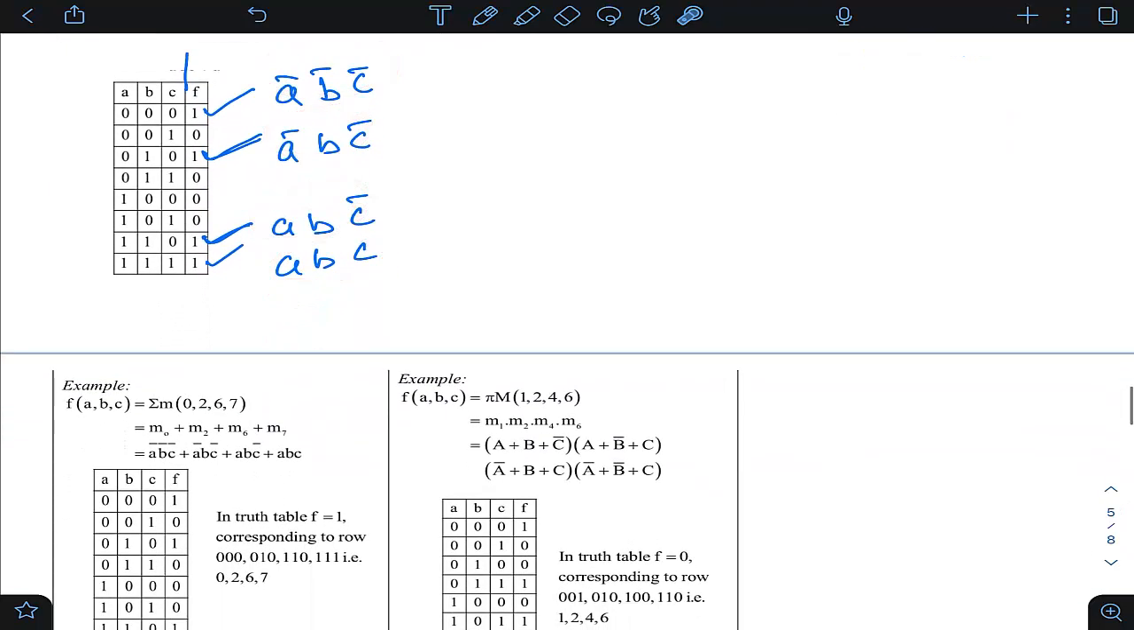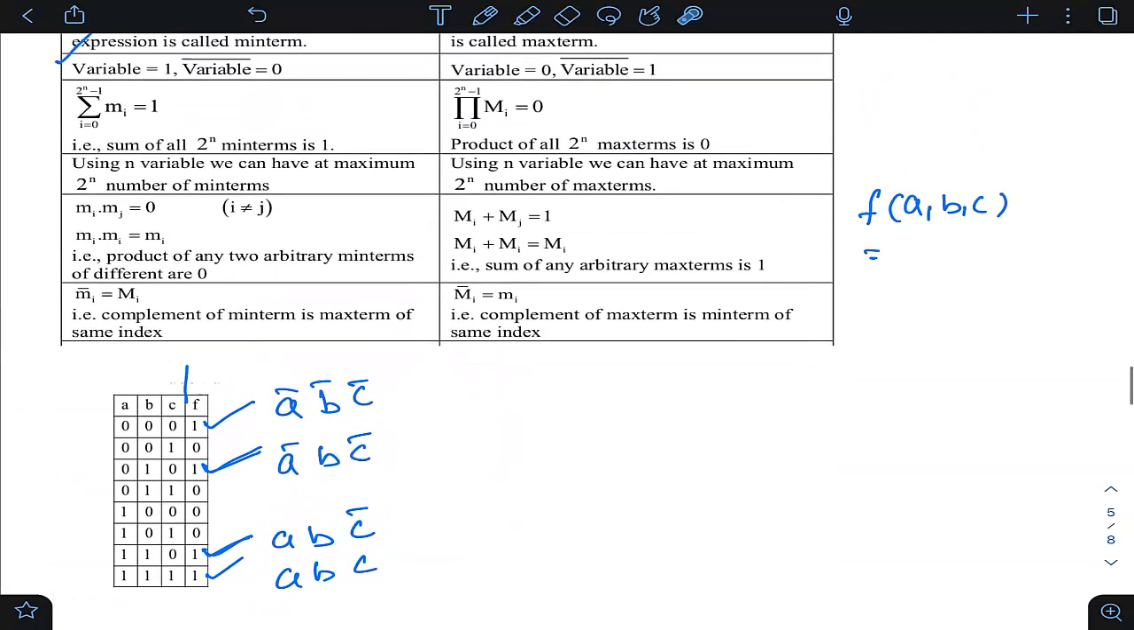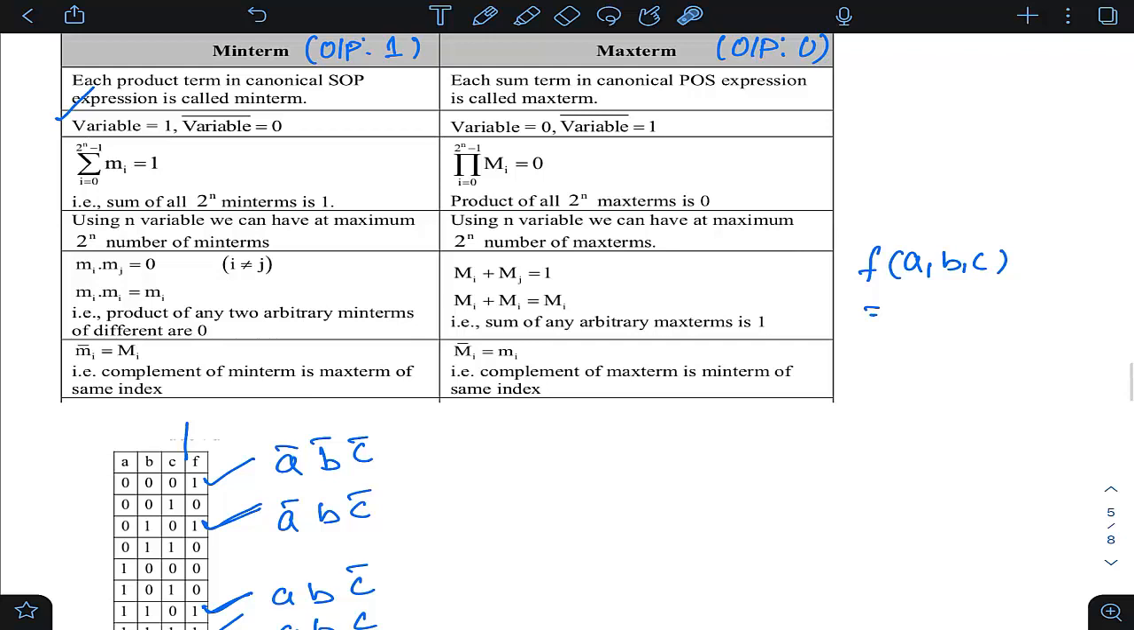And if you write it, this is the expression you will get: A bar B bar C bar plus A bar B C bar, then A B C bar, and then A B C. So from the truth table, this is how we get the corresponding minterm notation.